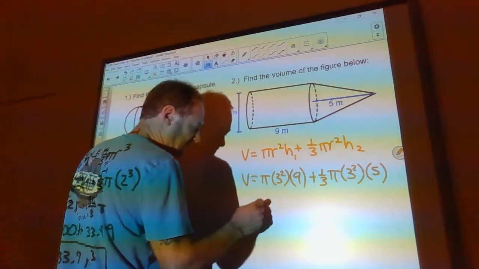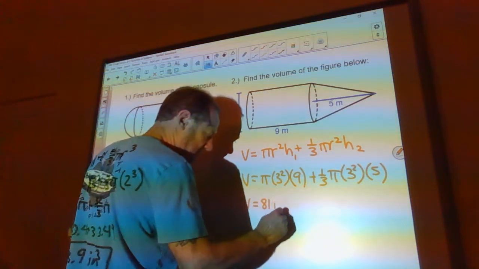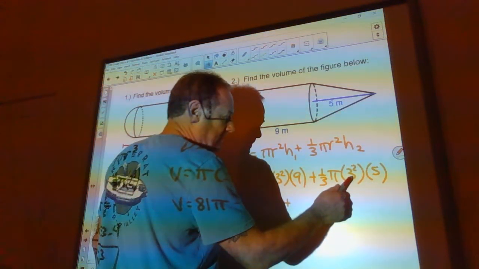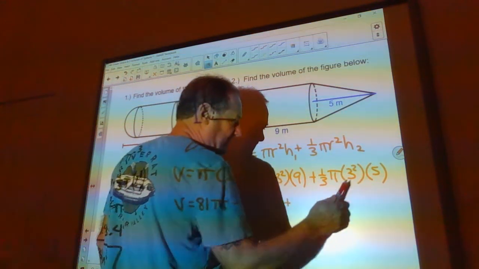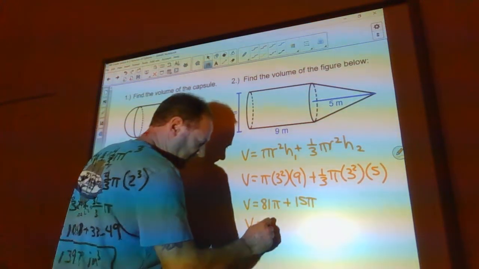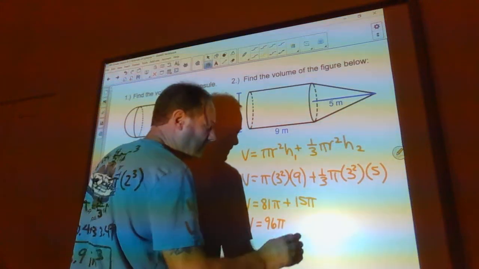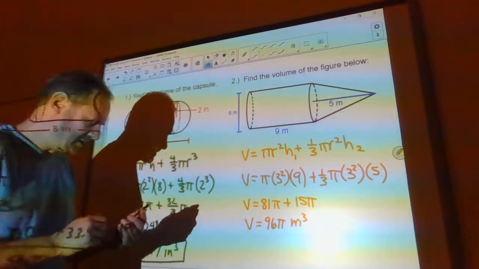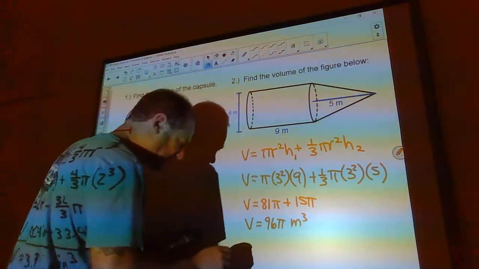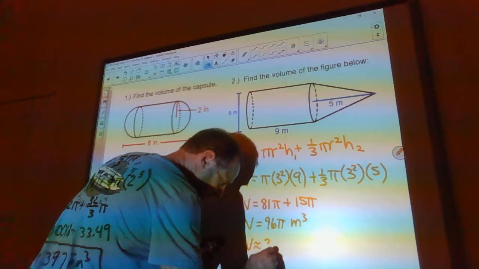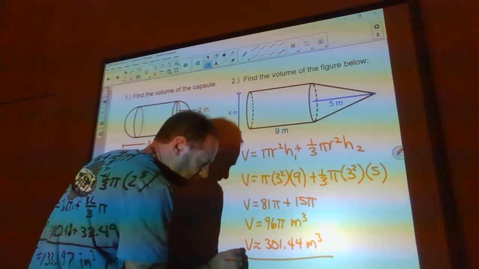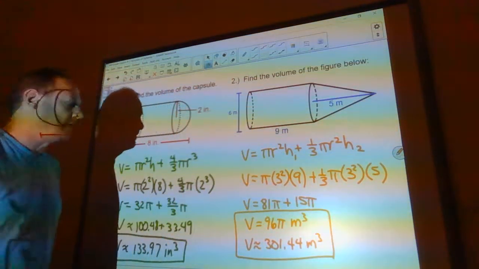Okay, this is 9 times 9, this is 81 pi over here. And this is 9, but 1/3 of that would be 3. 3 times 5 is 15 pi. So this is going to be 96 pi right here, exactly, cubic meters. And then we can just go 96 times 3.14. That's going to be 301.44 cubic meters. So there you go.